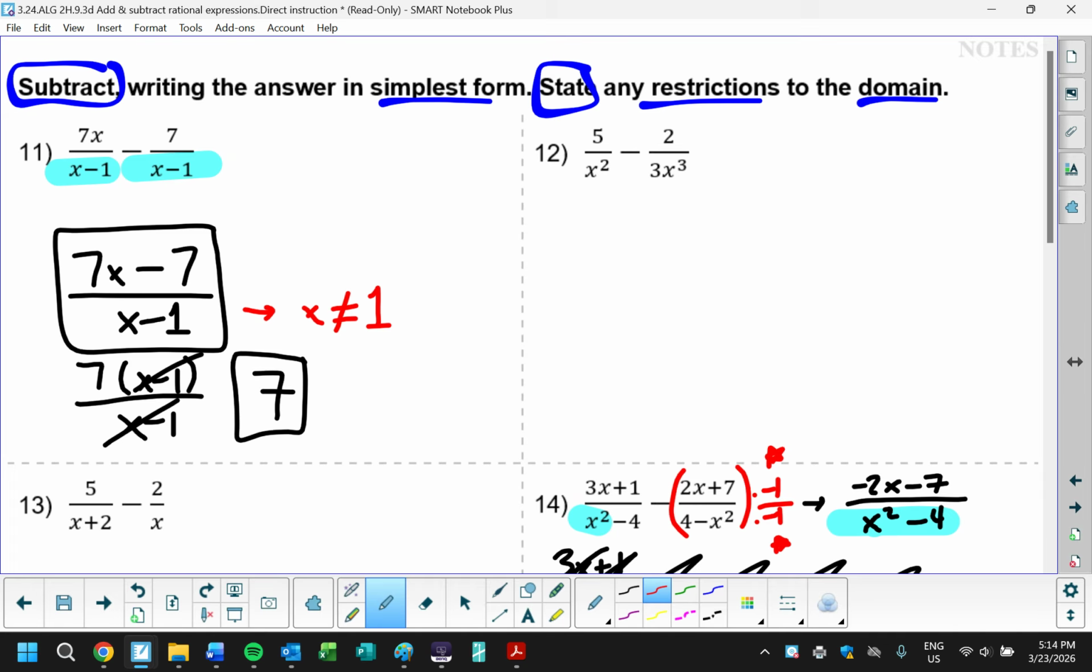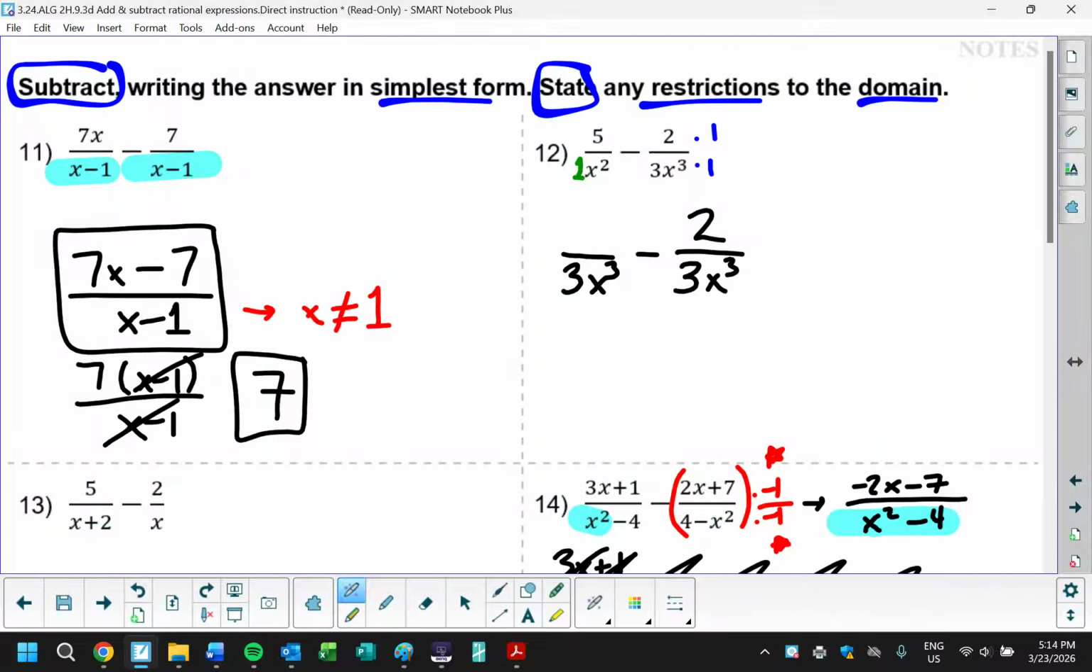Let's keep on going. Number 12, I'm going to sneak in a little 1 right here, and I'm going to point out that both of these could have a common denominator. Well, 1 and 3 can both go into 3. x squared and x cubed can both be changed to x cubed. Noticing this guy does not need to change. I mean, you could have put times 1, but that doesn't change anything.